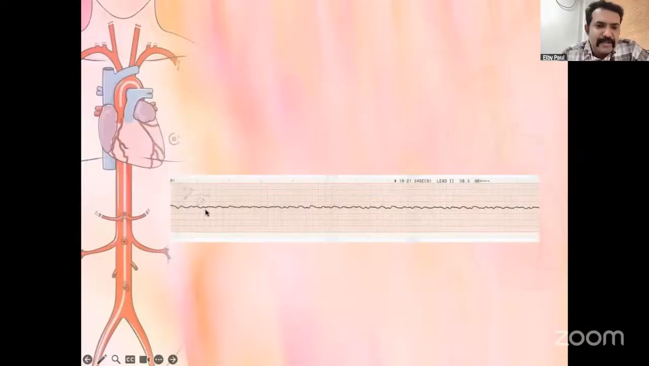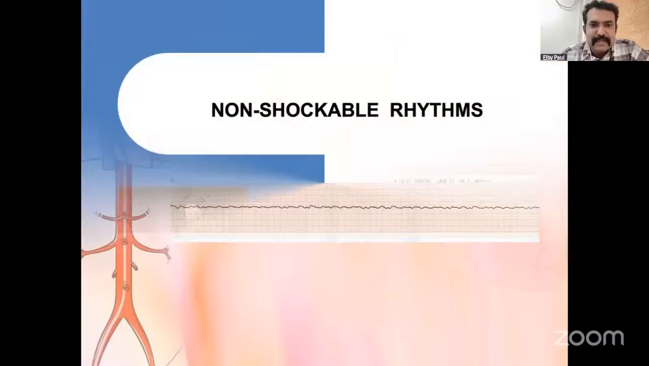This is a fine VF. There is no particular pattern, but it is small. It is fine ventricular fibrillation. It is also a cardiac arrest situation. So what is needed is CPR, defibrillation shock, and medication. This is ventricular fibrillation.